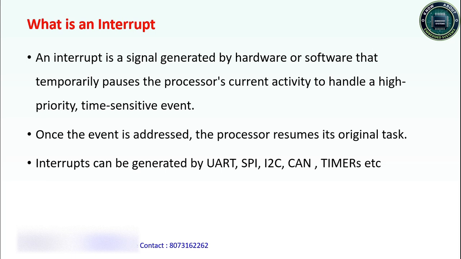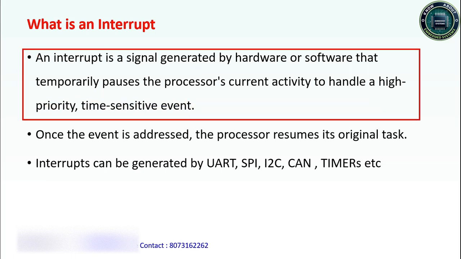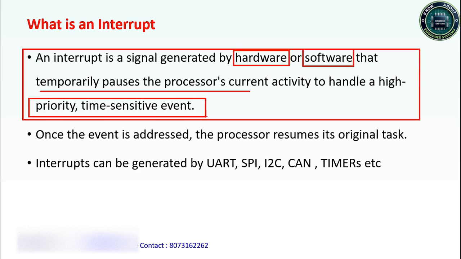So basically, what do you mean by interrupt? If you see the definition, an interrupt is a signal generated by hardware or software. The interrupt is a signal generated by either hardware or software that is going to halt your main program temporarily. The main program will be halted and the higher priority task will be handled. This is called the interrupt.